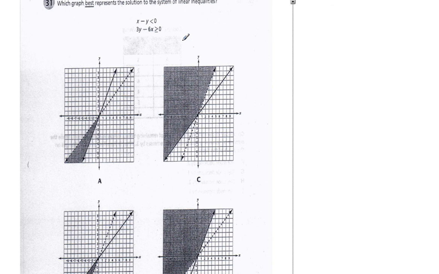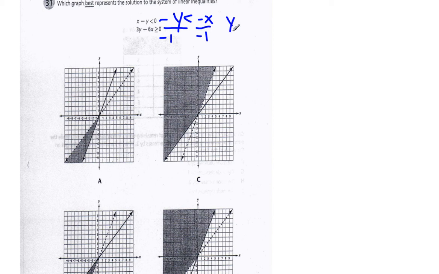31. Which graph represents the solution to the system? Alright. So we're looking to match these up to the lines. To do that, we probably want these in the form of y. So how can we get y by itself here? If we take x minus y and move the x to the other side, we'd get negative y is less than negative x. And we want to not have negative y, so if we divide everything by -1, we get y. We flip the sign here, is greater than x.